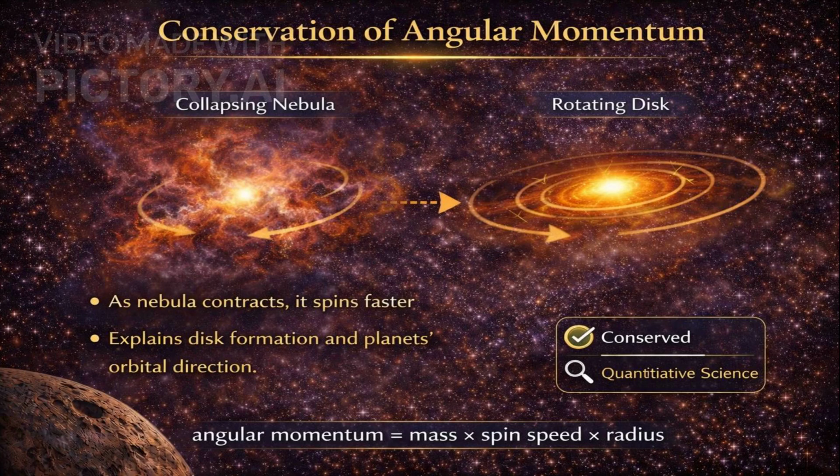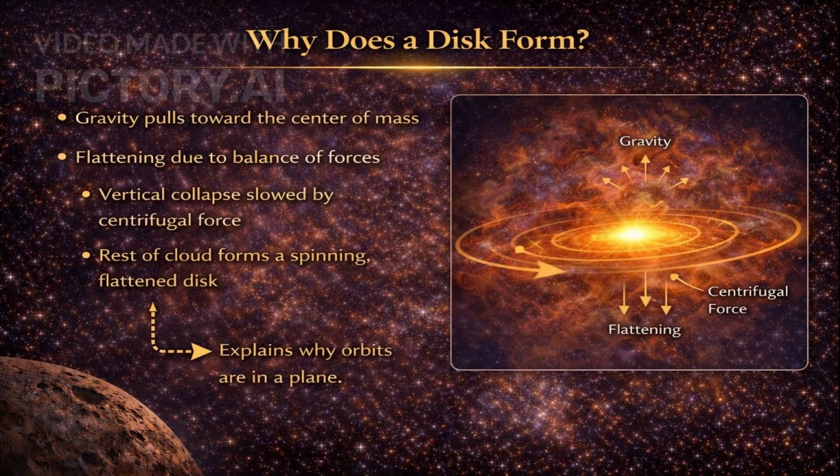As a nebula contracts, it spins faster, conserving angular momentum. This principle explains the formation of rotating disks and the direction of planetary orbits, highlighting the quantitative science behind cosmic structures. Gravity pulls matter toward the center of mass, while centrifugal force causes flattening. This balance of forces leads to a spinning, flattened disk, explaining why planetary orbits are in a plane.